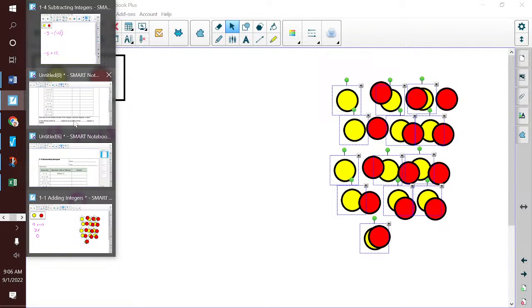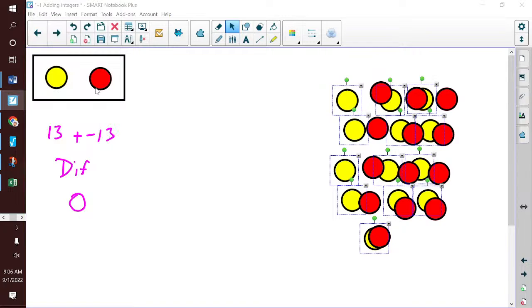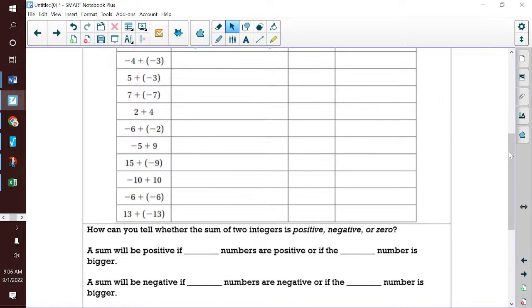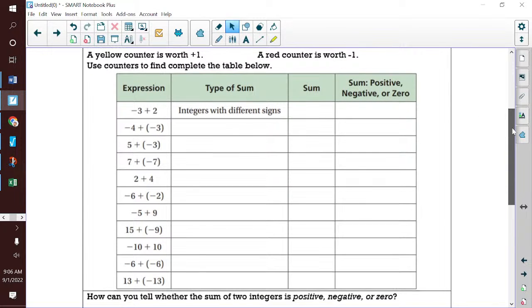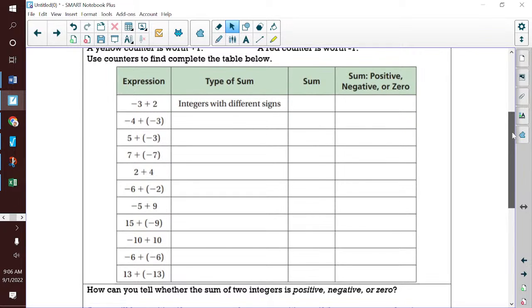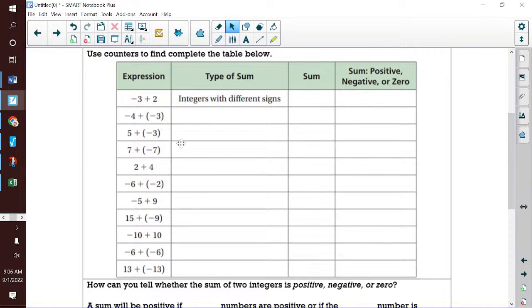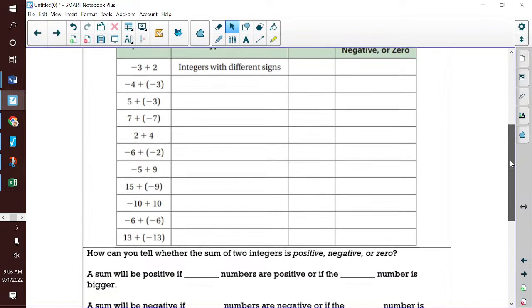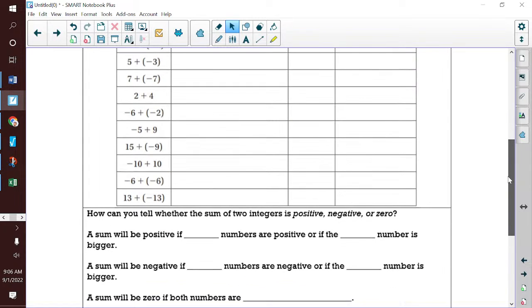I'm going to go to the notes that I wrote out today. These are the exact same problems that I just showed. And what I want to do then is discuss the outcomes of these things.